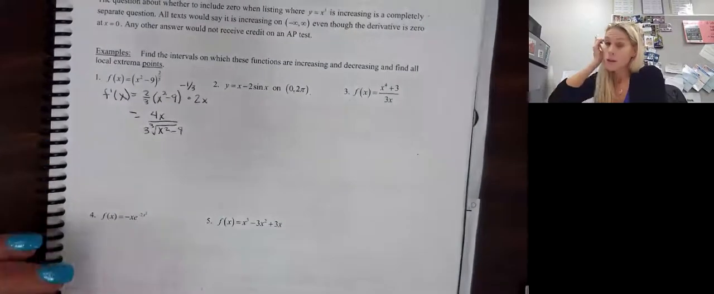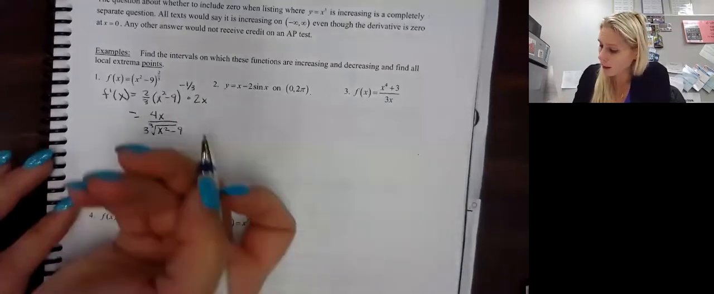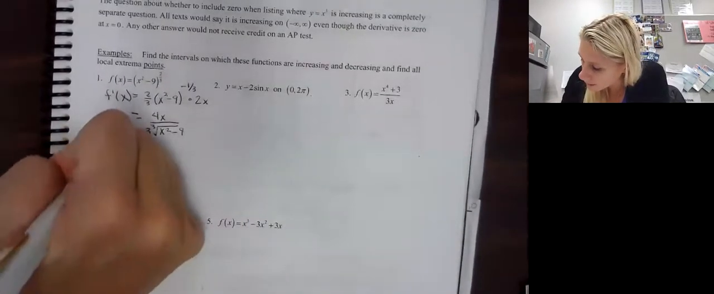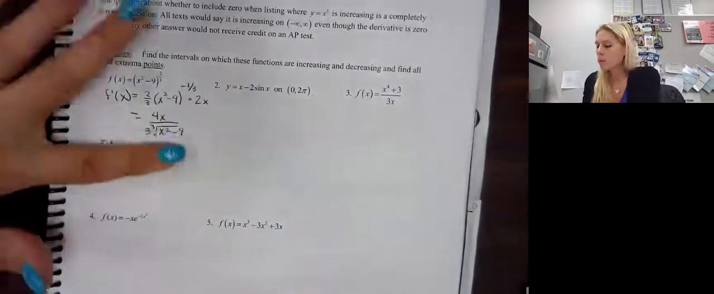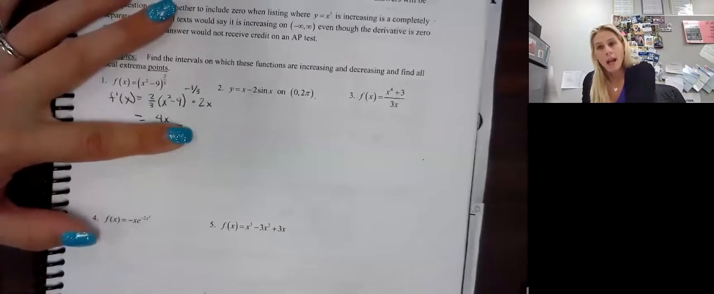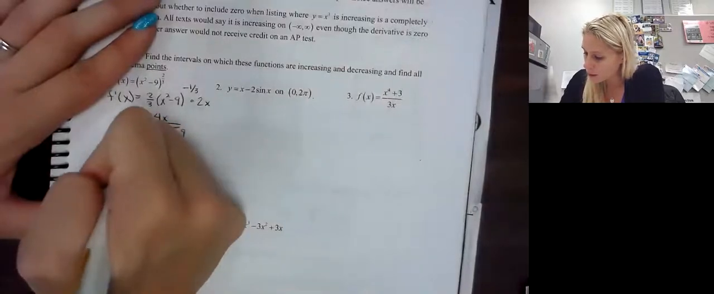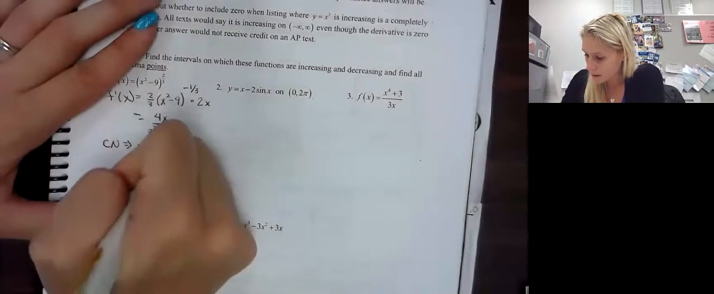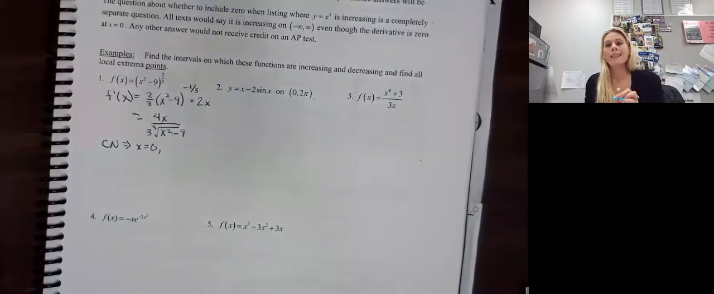Okay. Critical numbers, right, is when your derivative equals 0. So where does our derivative equal 0? It's when our numerator equals 0. So what makes this 0? 4x equals 0 at x equals 0. Okay, those are our zeros. Now, what makes it undefined?